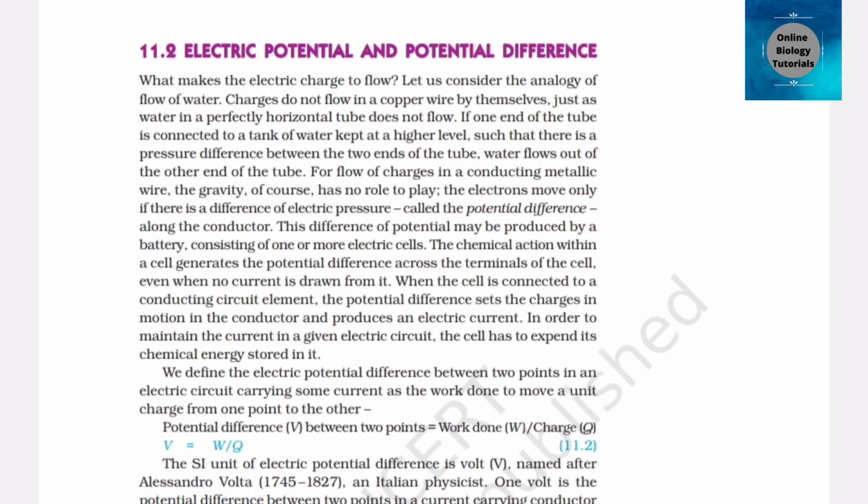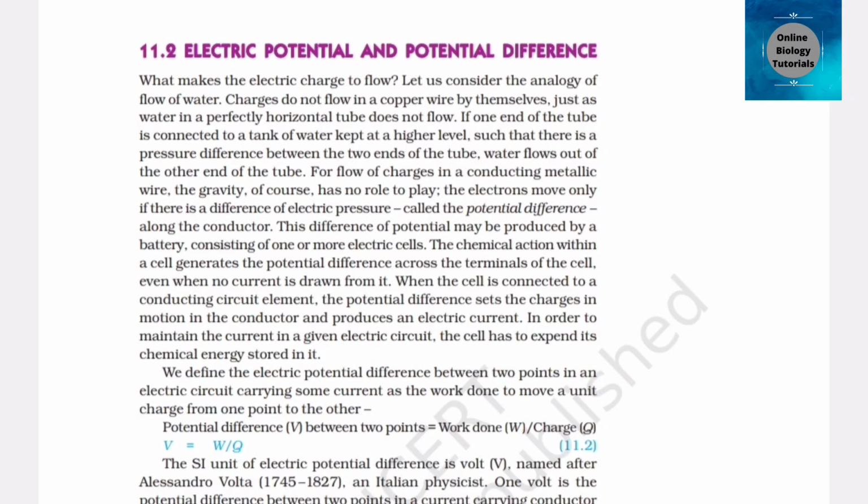For flow of charges in a conducting metallic wire, gravity, of course, has no role to play. The electrons move only if there is a difference of electric pressure, called the potential difference, along the conductor. This difference of potential may be produced by a battery consisting of one or more electric cells. The chemical action within a cell generates the potential difference across the terminals of the cell, even when no current is drawn from it. When the cell is connected to a conducting circuit element, the potential difference sets the charges in motion in the conductor and produces an electric current.